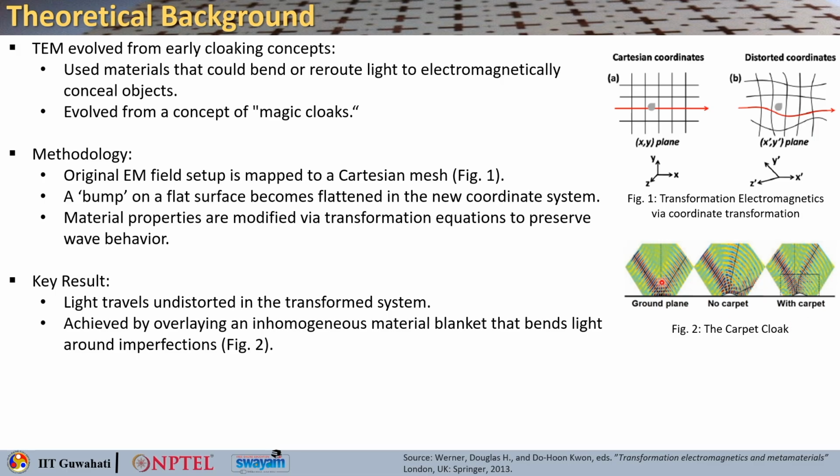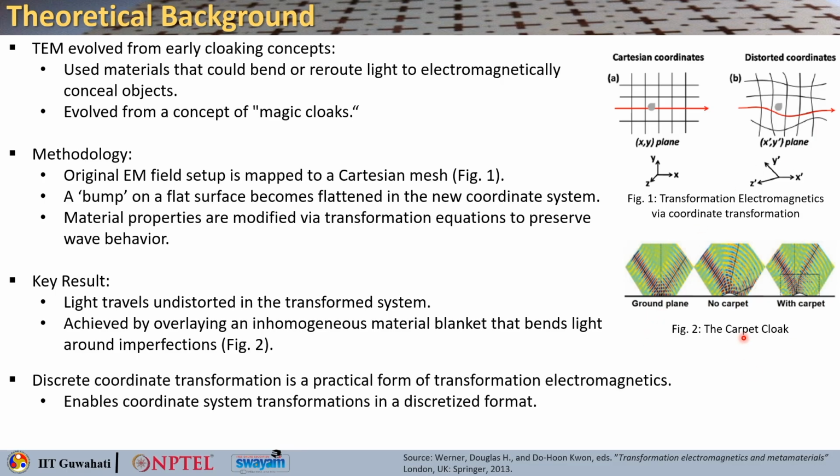The same thing you can also see here in the case of the carpet cloak, where you have a flat ground plane, then you have some bump. Because of this bump, the reflected wave would have scattered in different directions. But now, when you put a carpet cloak that conceals the bump in such a way that overall it gives you the effect of a flat ground plane, the reflected light goes as if there is nothing hidden. These concepts we have seen, but we will show you how the similar concept can also be used here to make antennas with some specific functionalities.